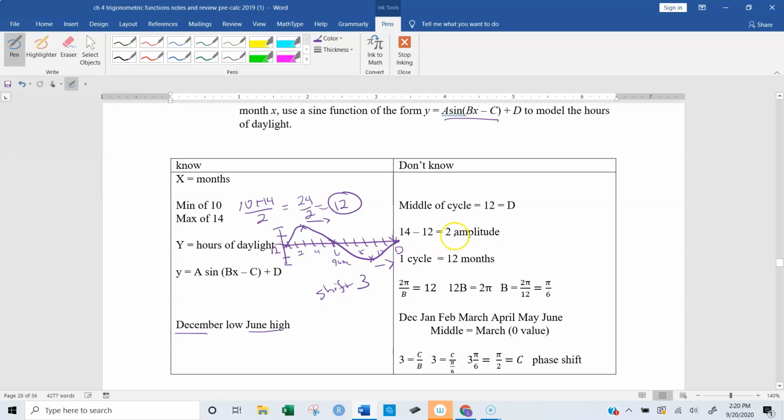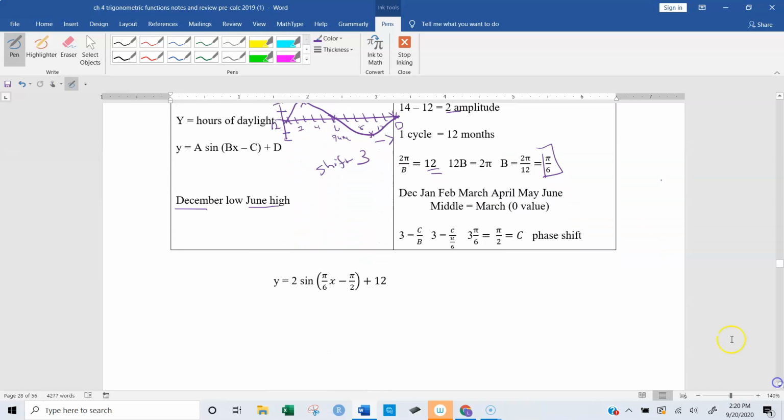So I have an amplitude of 2, because I know I have to go 2 up and 2 down from 12 to get to 10 and 14. I know the middle of my cycle equals 12, or December. So I go here and I have 12 is what my cycle can be. I know that that's 2 pi over b, so I just calculate b. Multiply by b, divide by 2, and b is pi over 6. So that one's not too bad. So far I got pi over 6. I know my shift is 3. I know my amplitude is 6.